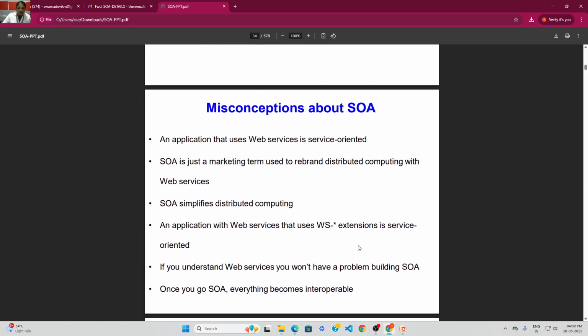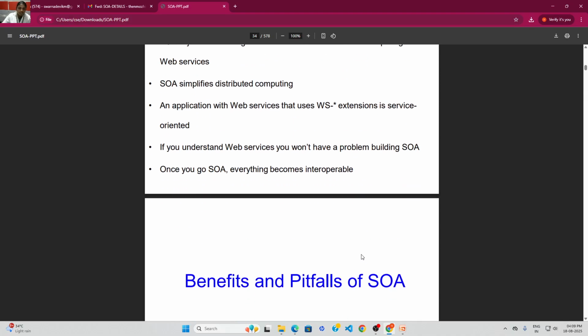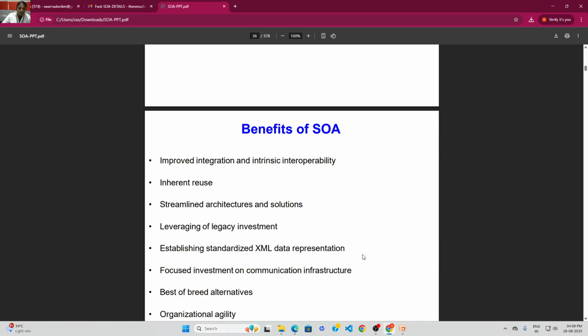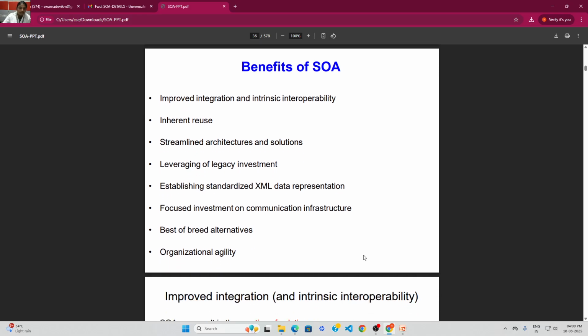And this is a misconception of SOA. What is the misconception? An application is used in web services, and it is a marketing term, used for distributed services. Many functions are there, and benefits and pitfalls: improved integration, reuse, streamlined architecture, legacy investment, and XML data structure, best for agility.